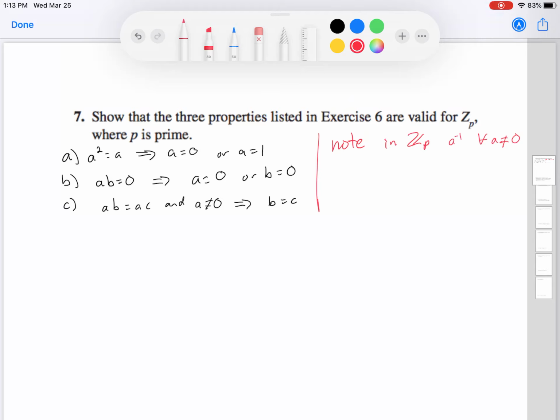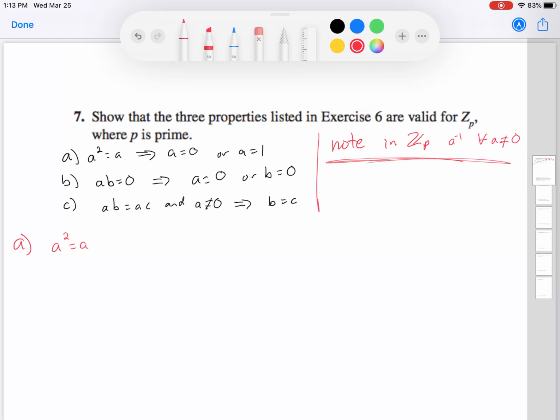So, we know that all of our units, things that are going to have multiplicative inverses, are elements of U_p, and U_p is going to be everything except for a equals 0. So, this is an important fact that we are going to use as we work through these proofs. So let's start with part A.